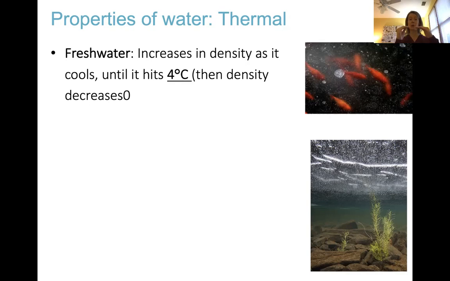When the temperature gets below 4 degrees Celsius, the density then decreases, so it gets less dense. That's why ice floats on water. Ice is the solid form of water. It should sink based on what most other things do when they turn into solids. But ice, because it's 0 degrees Celsius, that's the freezing point, it's less dense, and so it floats. That 4 degrees Celsius is the magic number.